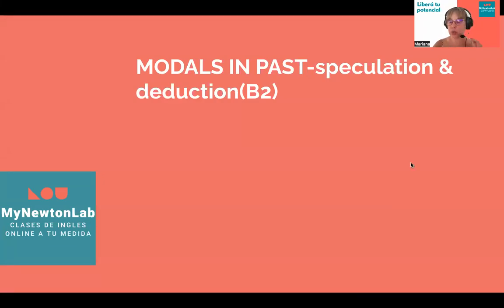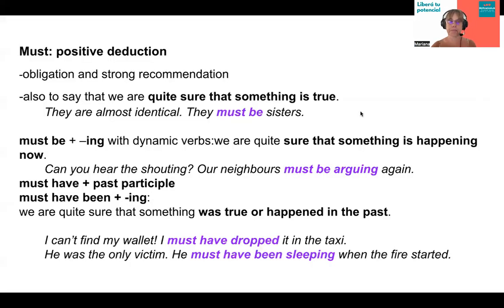In this video, we're going to have a look at modals, but in past. Modals referring to speculation and deduction. This is level B2. On one hand, we're going to speak about must. Must is always used for a positive deduction.